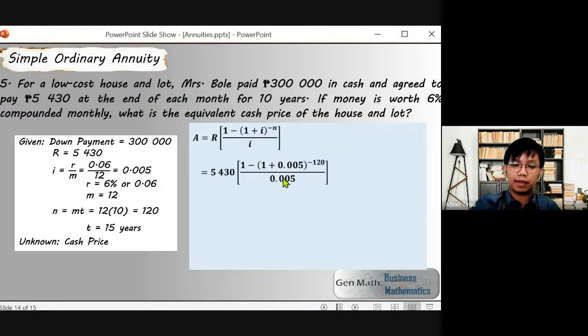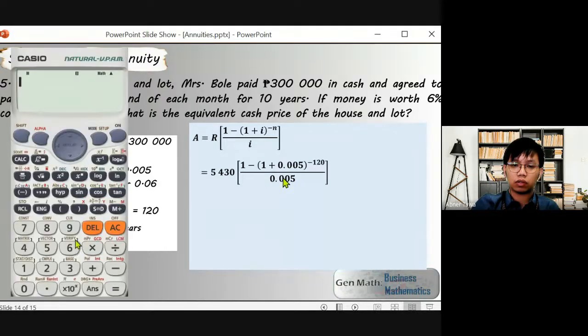Okay, and then just use calculator. Ayan. 5,430 multiplied to 1 minus the quantity 1 plus 0.005 raised to negative 120 all over 0.005.